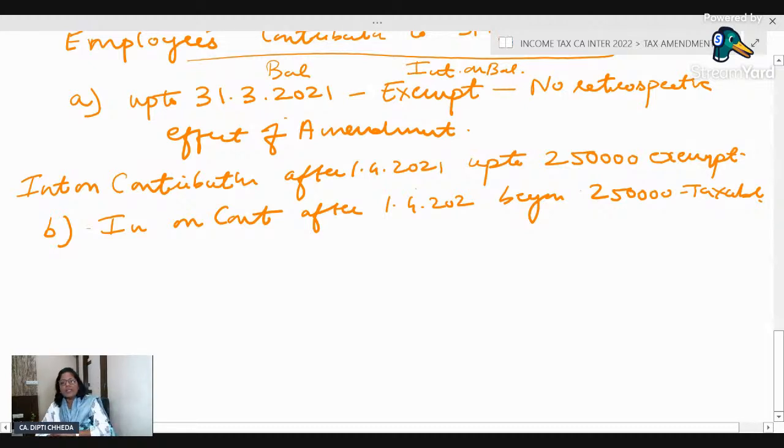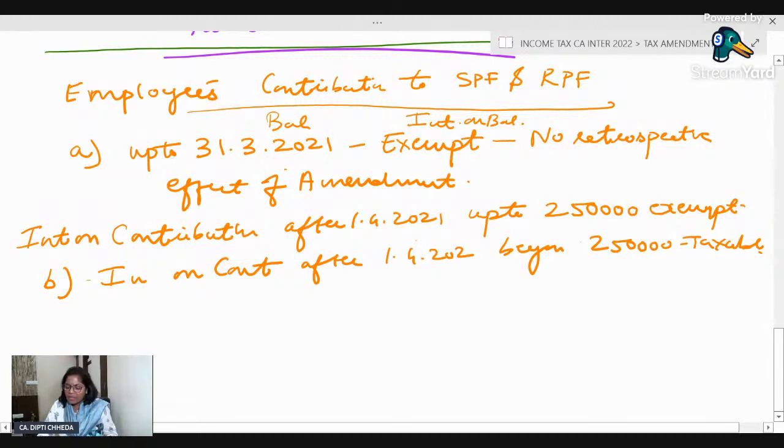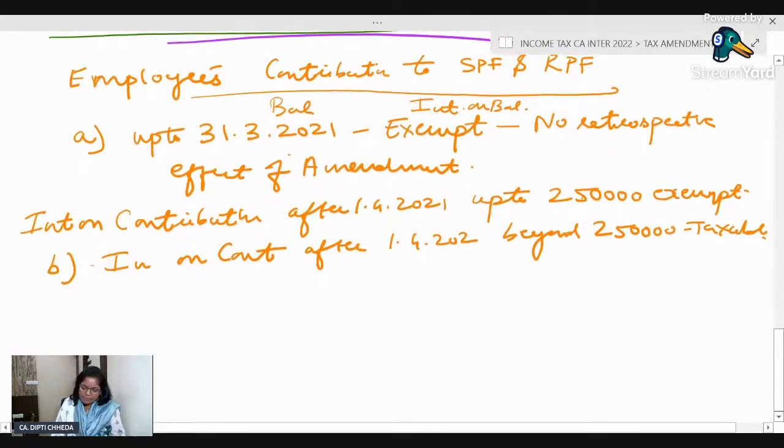Whatever interest you are receiving on contribution made to SPF and RPF beyond 2,50,000 is taxable. So if you contribute 4 lakh, 250 will go here. 150 will go to a separate account. Whatever interest you receive on 1,50,000 will become taxable.